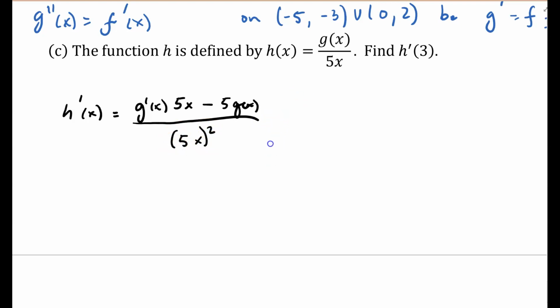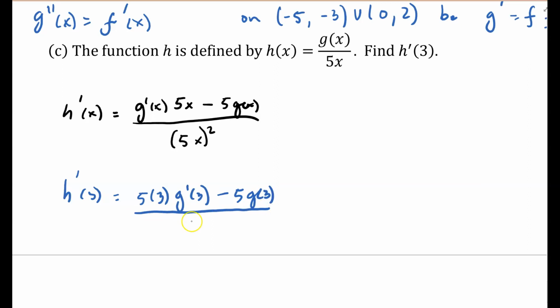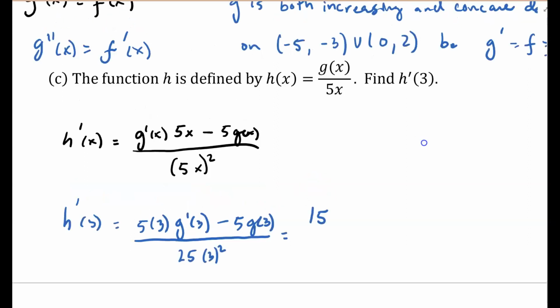Okay, so there's that, and they want h prime of 3. So we have 5 times 3, that's 15, times g prime of 3. I'm going to have to go to the graph for that, or my function. Minus 5 times g of 3. Oh man, this one's going to be a little bit harder. And this is just 25x squared. So 25 times 3 squared, which is 9. Okay, and I need g prime of 3.